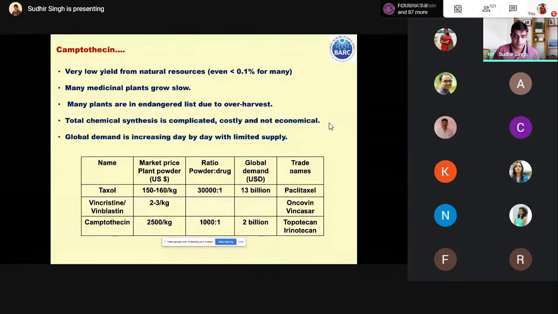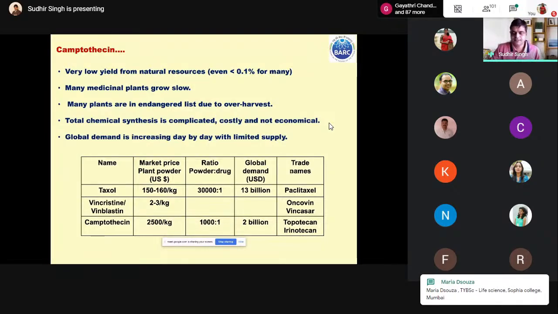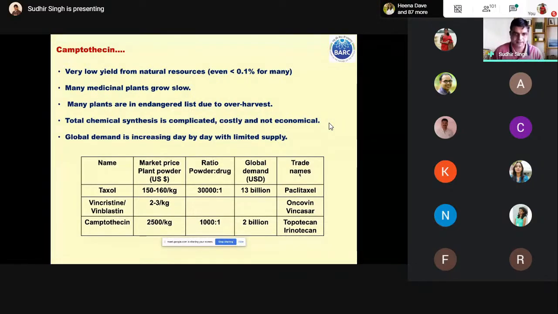Now, why do we need to go for the research, and why do we need to go for what we call metabolic engineering? Metabolic engineering is basically, if a pathway is happening... here I don't have a slide, but we will discuss in the next slide what metabolic engineering is. But in this slide, what I want to convey is that these compounds, which have so much commercial value, have a very low level in natural sources, as low as 0.1%.